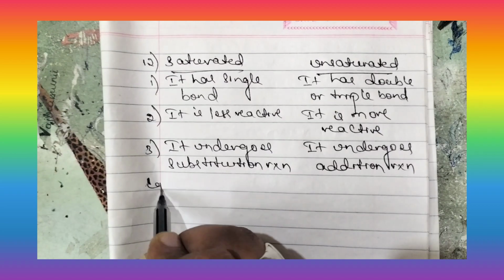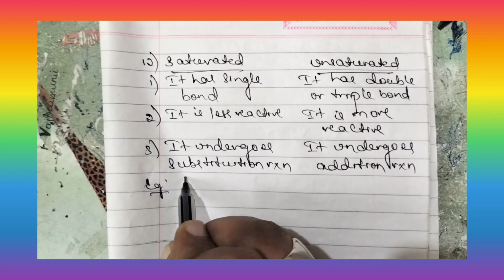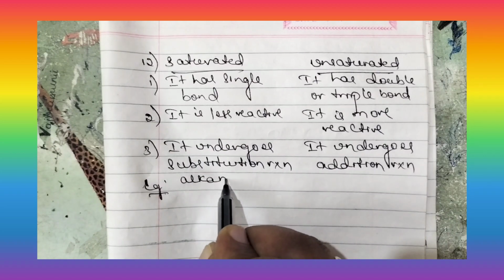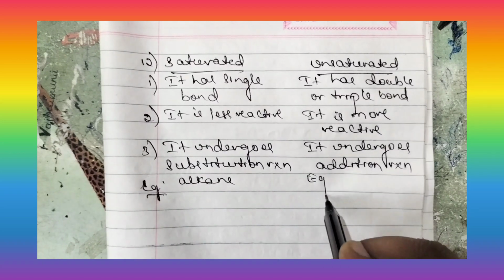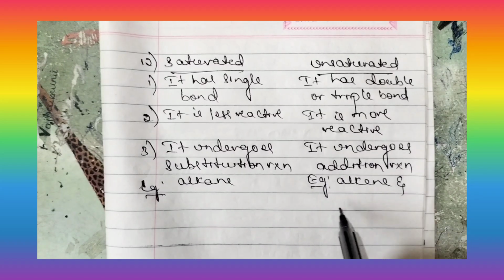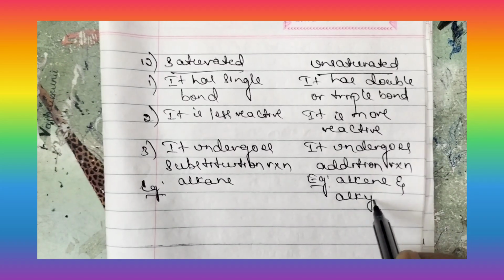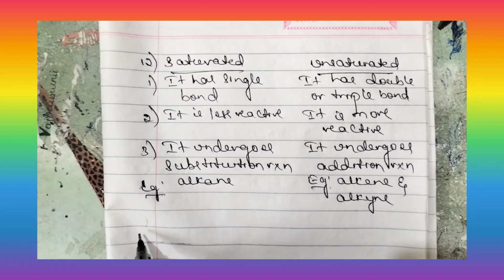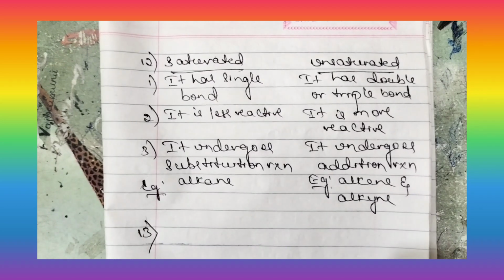Example for saturated hydrocarbon is alkane. Example for unsaturated hydrocarbon is alkene and alkyne. So now let us move to question number 13.